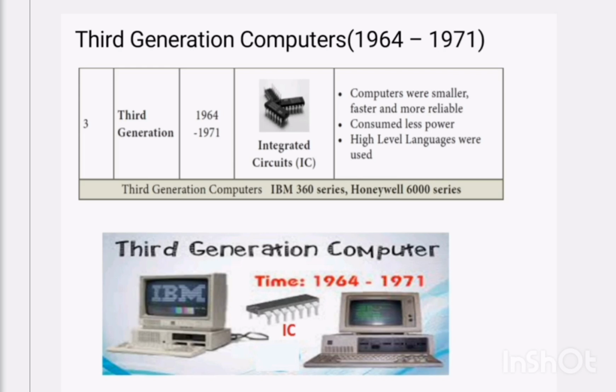The keyboard and monitor were used to interact with the third generation computer instead of punched cards and printouts. The size of these computers were quite small when compared to second generation computers. Merits and demerits are third generation computers were smaller, faster and more reliable. They consumed less power and high level languages were introduced.